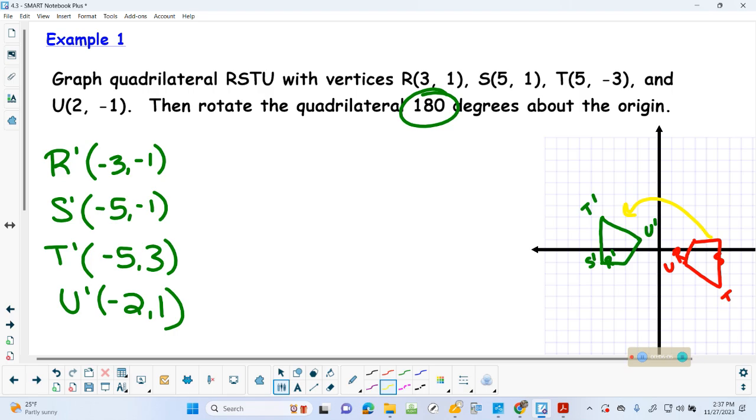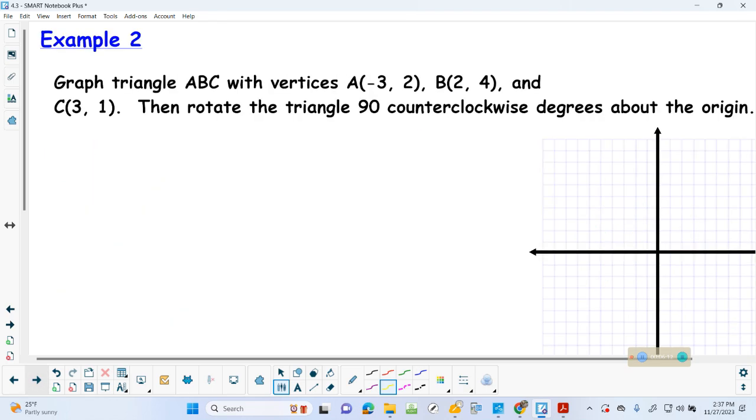Okay. So any questions on marking that guy out? All right, too easy. Let's do the next one then. Graph the triangle. All right, start plotting your triangle. A is -3, 2. B is 2, 4. And C is 3, 1. And as always, make sure you label.